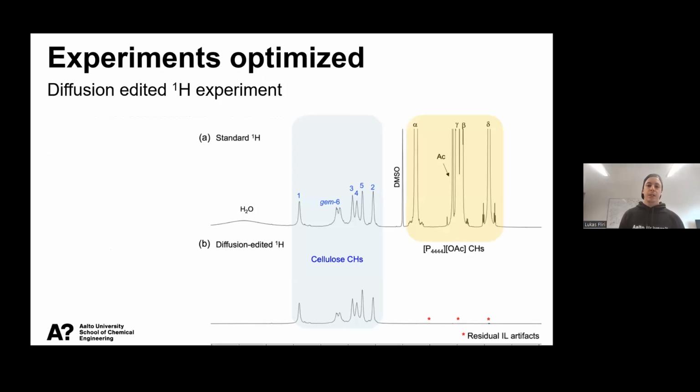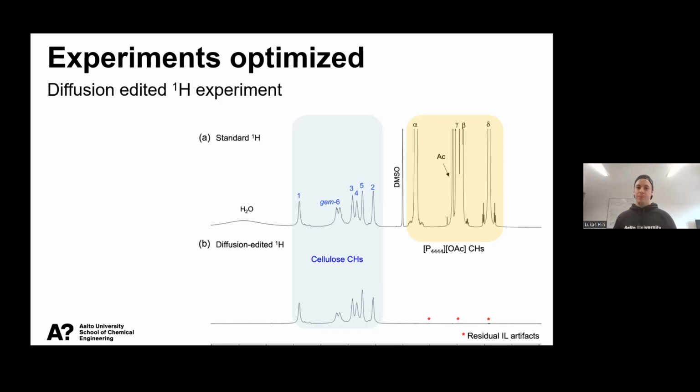Good. And another benefit is that this is building up know-how in this solution state NMR method. Some experiments got especially fine-tuned to be used for cellulose. For example, Alistair reported on this nice diffusion edited 1H experiment.